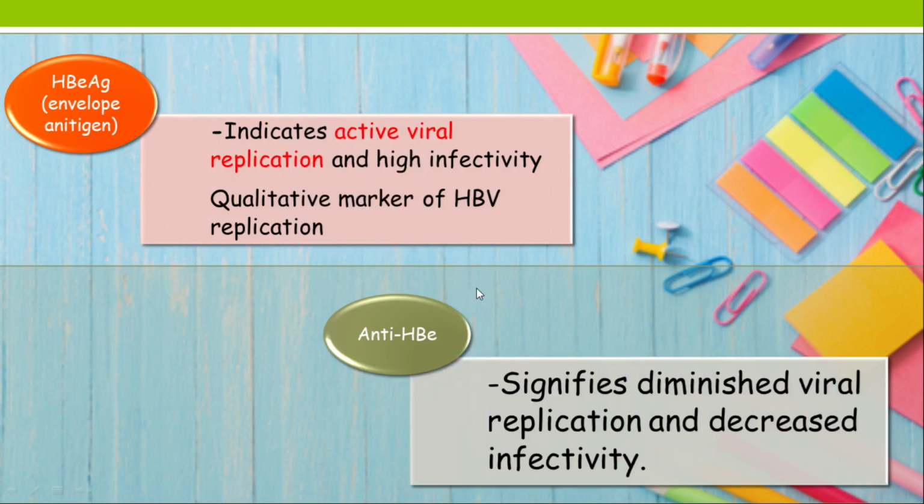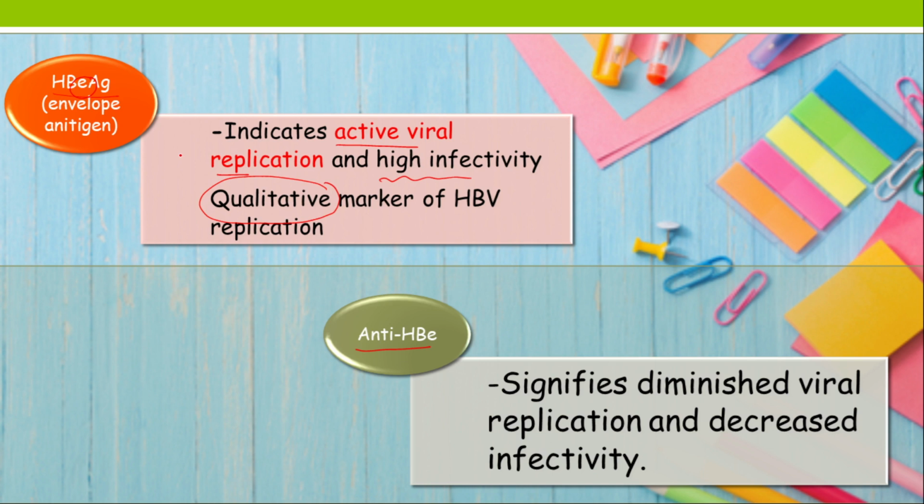So here the third antigen and antibody, which is more important and associated with hepatitis B, is E. It is nothing but the envelope antigen. So it is HBeAg and anti-HBe. If the antigen HBe is there, it indicates active viral replication. If viral replication is more, then the infectivity is very high, and this is considered to be the qualitative marker of HBV replication.